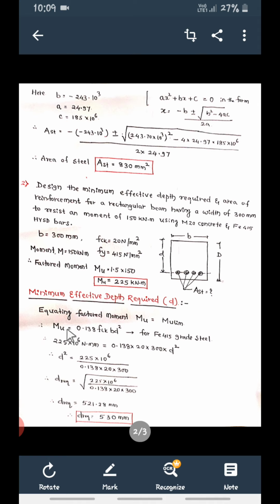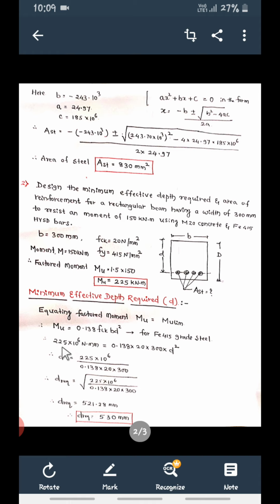Equate these two. So Mu is 225 kilonewton meter, multiply by 10 to the power of 6, it is Newton millimeter. That is equal to 0.138, fck is 20, b is 300, and d we don't know, so it is d square. So calculate d square now. d square is equal to this term divided by this.